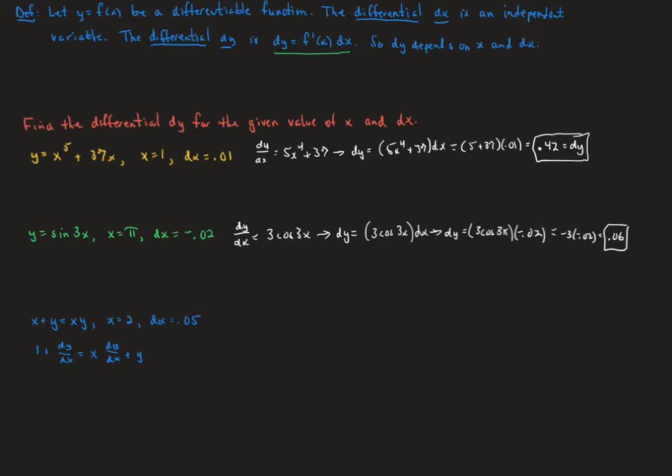So let's see what we know here. Let's plug in what we know and see if we can solve for dy eventually. So we have 1 plus our differential dy, which we don't know. The differential dx is going to be 0.05. That's going to equal, the x is 2 times the differential dy over the differential dx, which is 0.05.